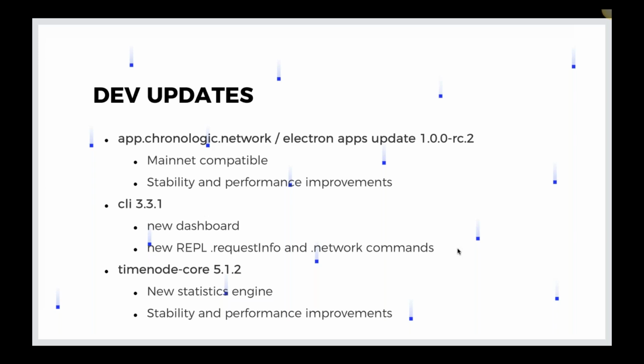Another release we have is the CLI, the CLI TimeNode, which also includes the new dashboard that Logan has been working on. We've seen your guys' reactions on Telegram. You guys seem to like it, and it seems pretty slick, right? Also, we have a couple of new commands, .request info and .network within the command line.